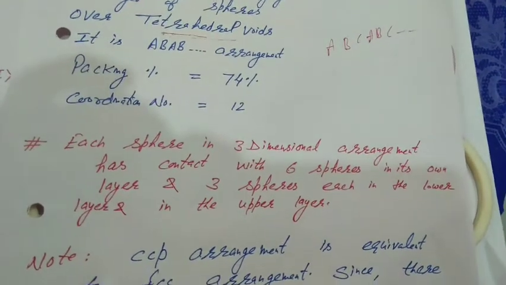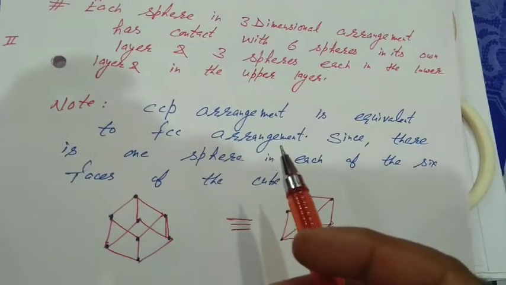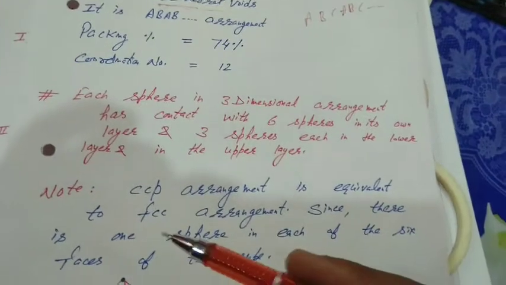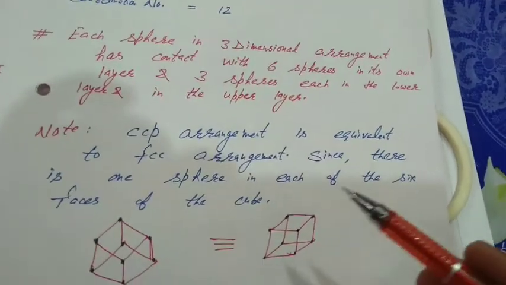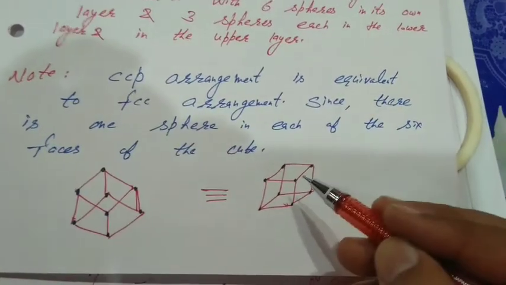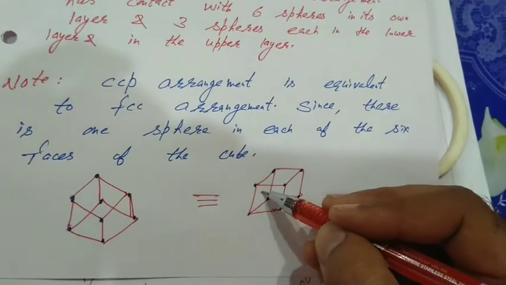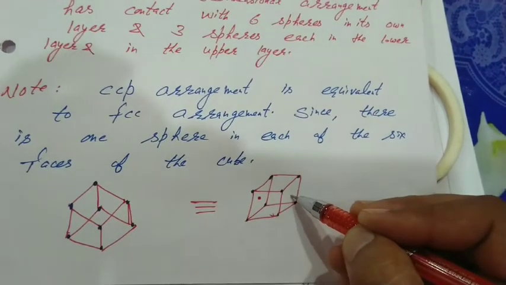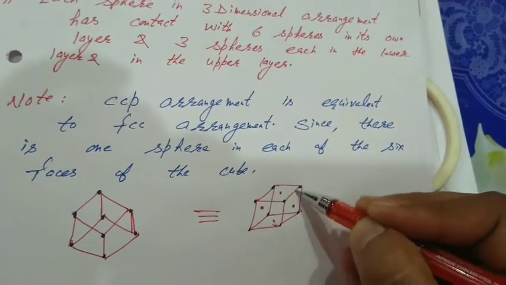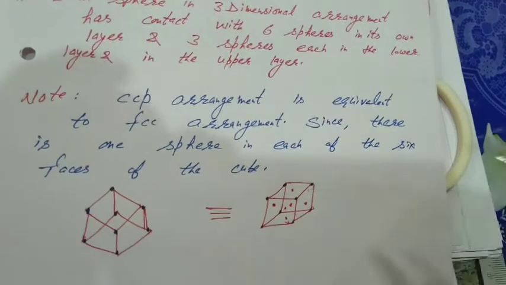Coordination number is 12. Students, the CCP arrangement is equivalent to FCC. CCP in 3 dimensions is equivalent to FCC, face centered cubic arrangement, because there is one sphere in each of the 6 faces of the cube. At first it is FCC, students: particle at corner plus 1 at the center of each face. The alternate face to this is this one. It is the front face and it is the back face. CCP is equivalent to FCC.